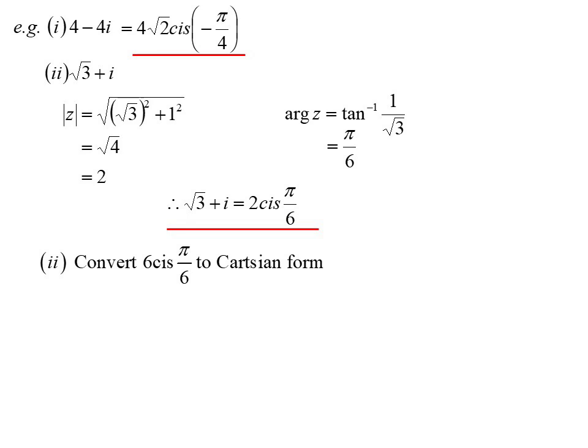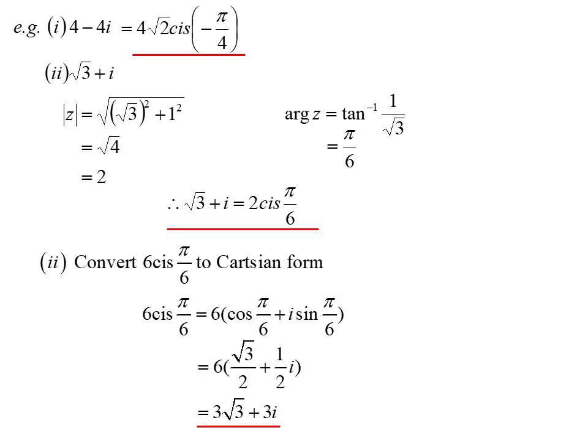If I wanted to go back the other way, well, then it is useful to write it as cos plus i sine. I can just go and work out, well, what is the cos of pi on 6 and what is the sine of pi on 6? Multiply out by the 6 that's out the front, and I get 3 root 3 plus 3i. So it's very easy to go in between the two forms of writing our complex number. So, playing with complex numbers when they are in that mod-arg form.